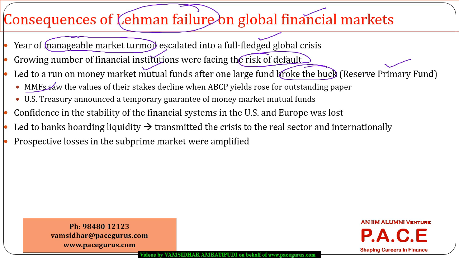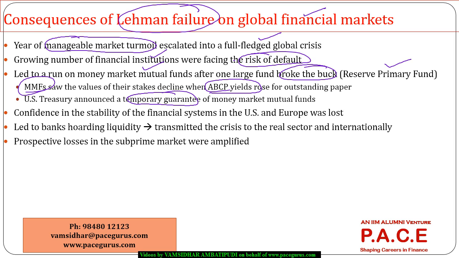So various money market funds saw that their values had gone down quite drastically, because on the asset-backed commercial paper, the yields have gone up. The higher the risk associated, the higher should be the yield associated with that instrument. And because of that, we see that the yields have shot up quite drastically, and the US Treasury had to announce a temporary guarantee.